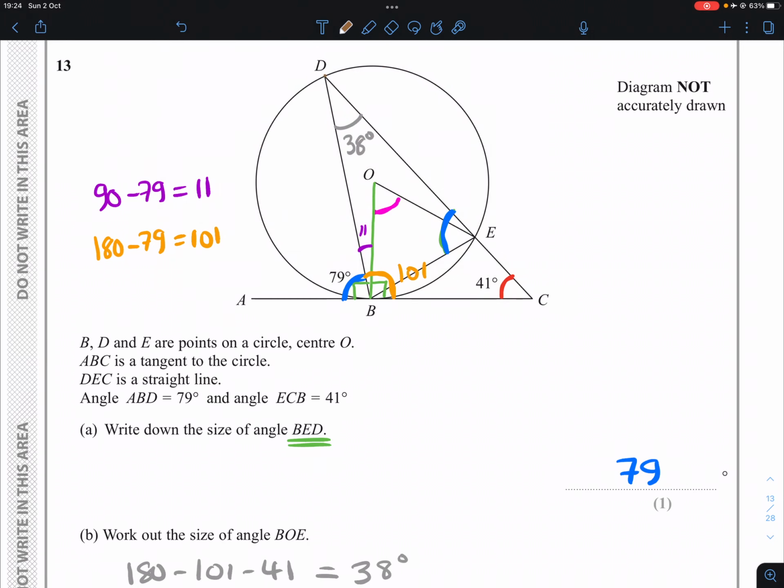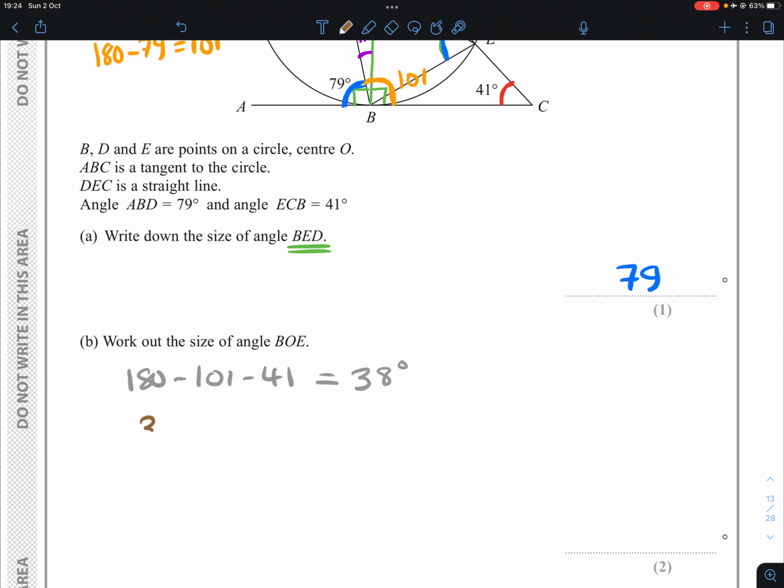Because once I have that 38 degrees, the last circle theorem that's going to be involved is this one here, the V-kite, when you have the center. The angle at the center here in pink is twice the angle at the circumference. So basically we're going to double 38, and that will get our angle in pink. So 38 times 2 will give us 76 degrees as our final answer.